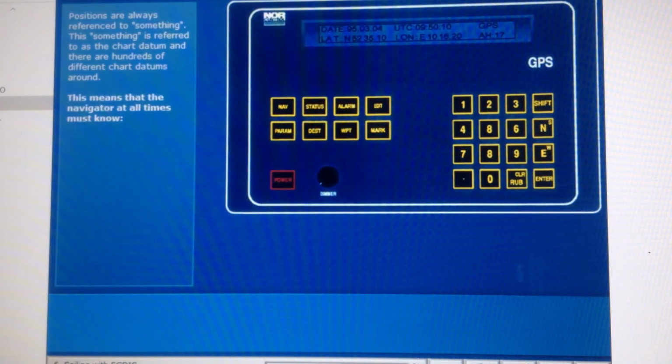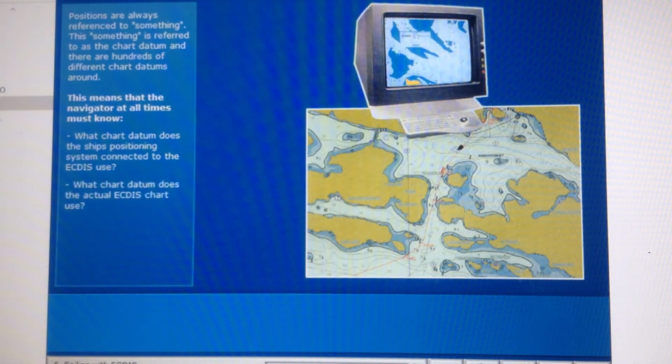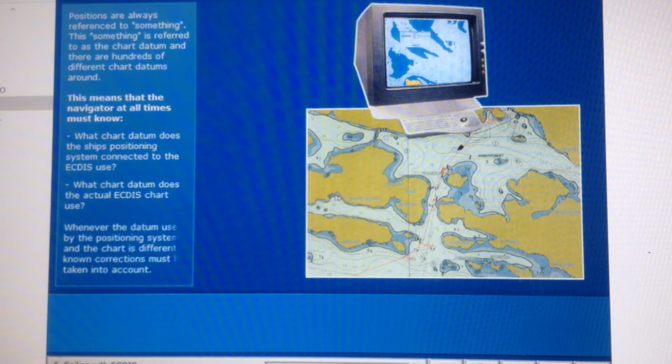Positions are always referenced to something. This something is referred to as the chart datum, and there are hundreds of different chart datums around. This means that the navigator at all times must know what chart datum the ship's positioning system connected to the ECDIS uses. What chart datum does the actual ECDIS chart use? Whenever the datum used by the positioning system and the chart is different, known corrections must be taken into account.